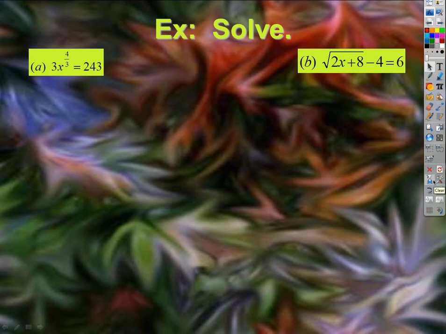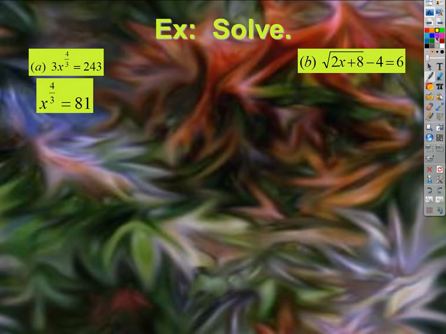Yeah, you're right. So what about this guy on the left here then? I could divide both sides by 3 to get that x to the 4 thirds by itself, right? And really there's two things I could do now. I could cube both sides, and that'd be fine. What happens if I cube both sides? x to the 4 thirds cubed equals 81 cubed.